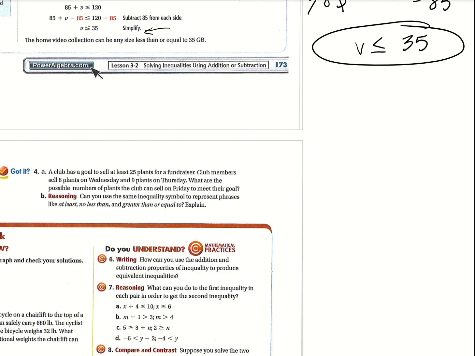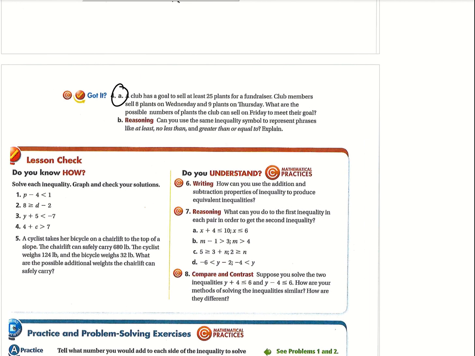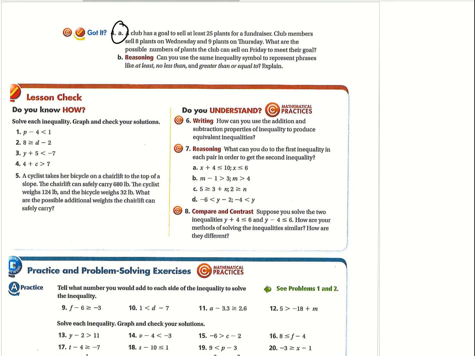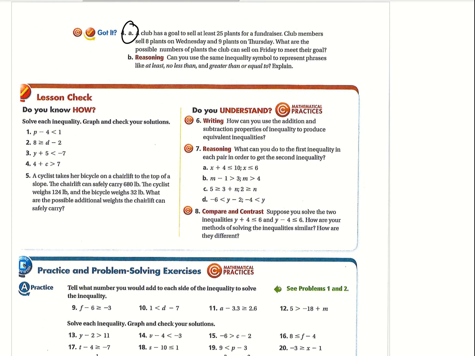I want you to go ahead and try out 4A. The reason for this is I just want you to have a chance to try to do a word problem with an inequality, because I think that can be the most confusing part of this lesson: setting it up properly. So do 4A, and then we will come back together as a class and talk about it. I will see you guys then.